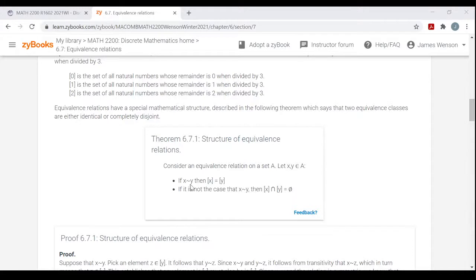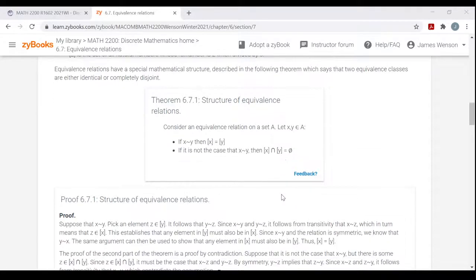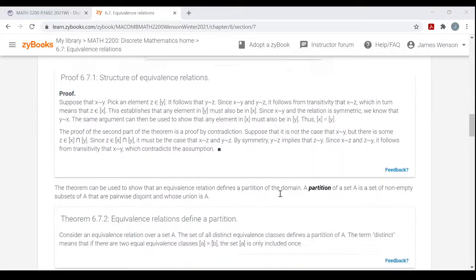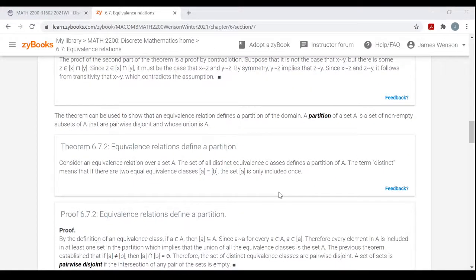If it is not the case that X is related to Y in the equivalence relation, then the equivalence class for X and the equivalence class for Y will be disjoint, or mutually exclusive. They won't share any elements. All right, and I'll let you read the proof for that here. And now here comes what I was saying.